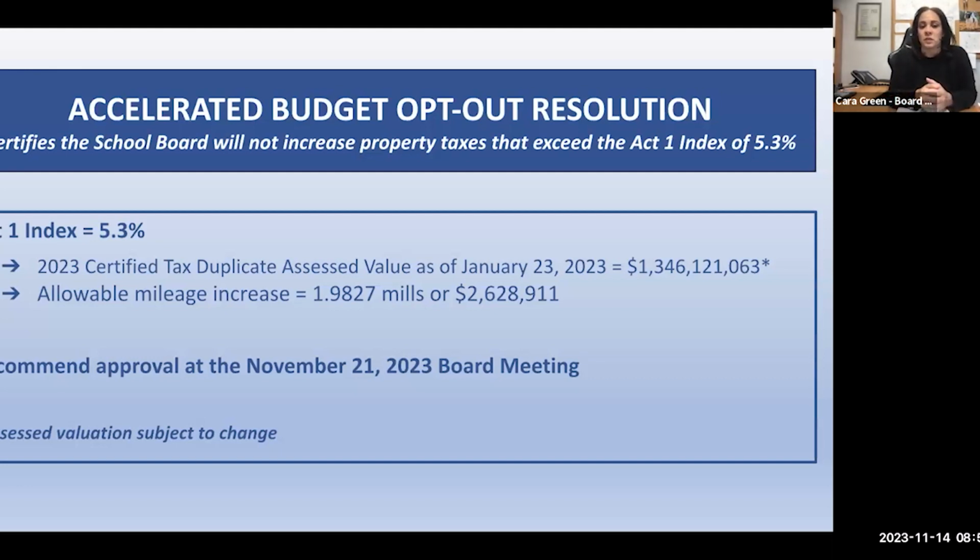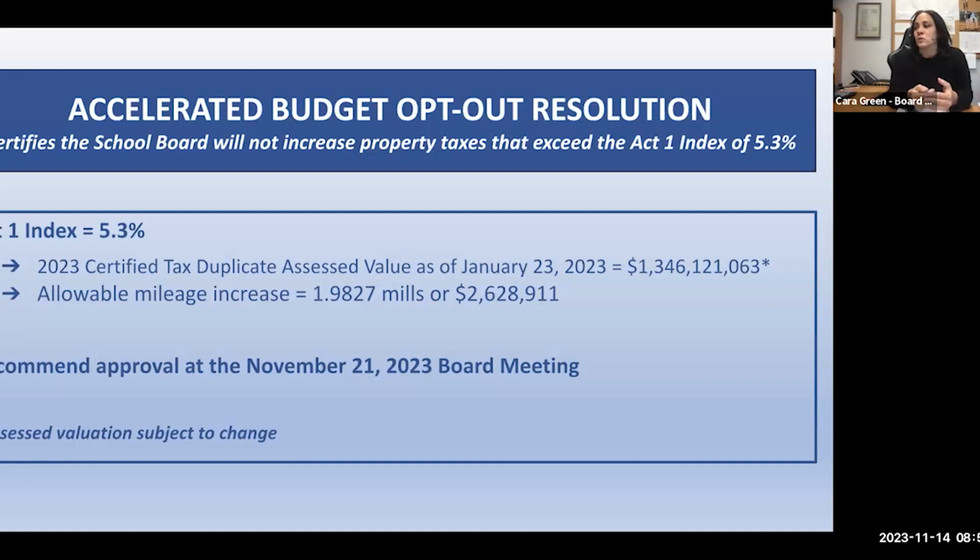So just some numbers that you see: the certified tax duplicate assessed value is the overall assessed value in Springfield Township that our millage gets put against. That number is going to change slightly. It gets certified every year. I usually get an estimate at the end of November, and then in January I get the certified number. So that number is going to slightly change, but that was last year's number. And then the allowable millage increase under our Act 1 index is 1.9827 mills, which would generate an additional $2.6 million in tax revenue.